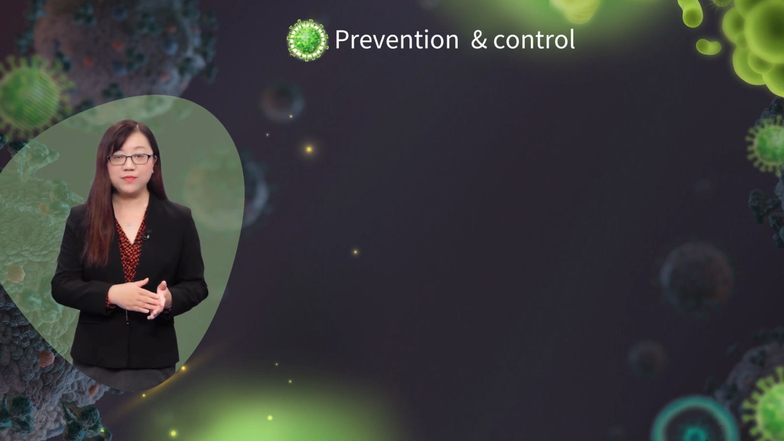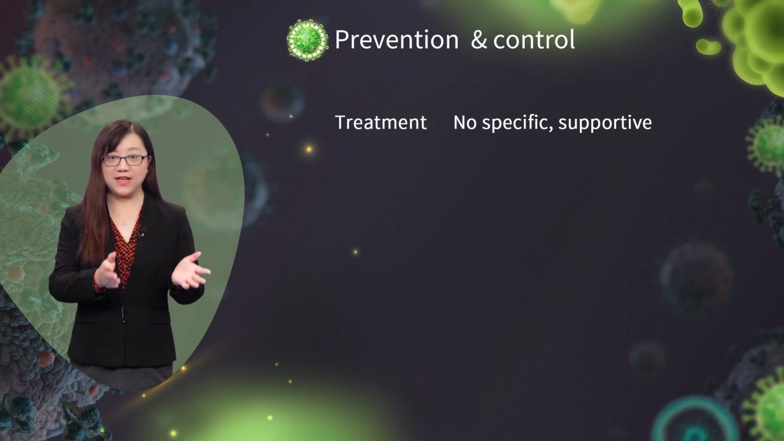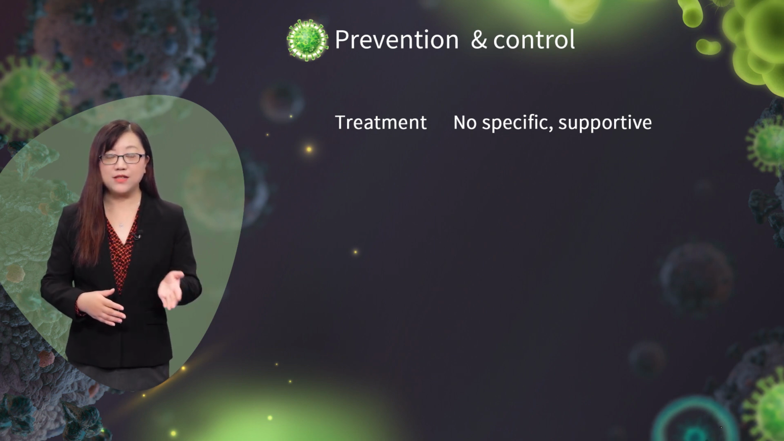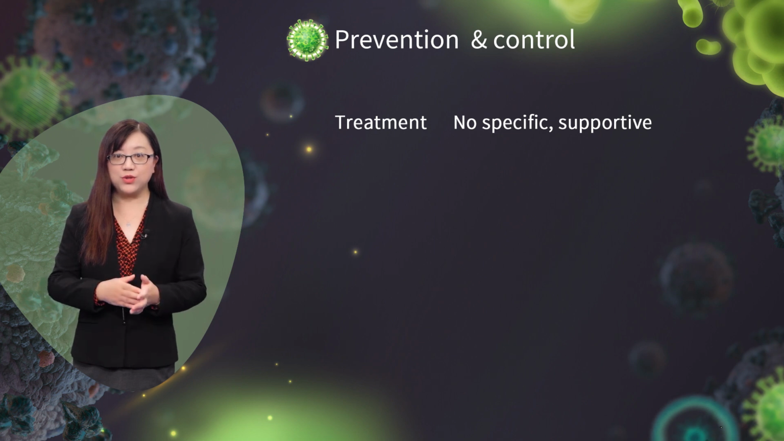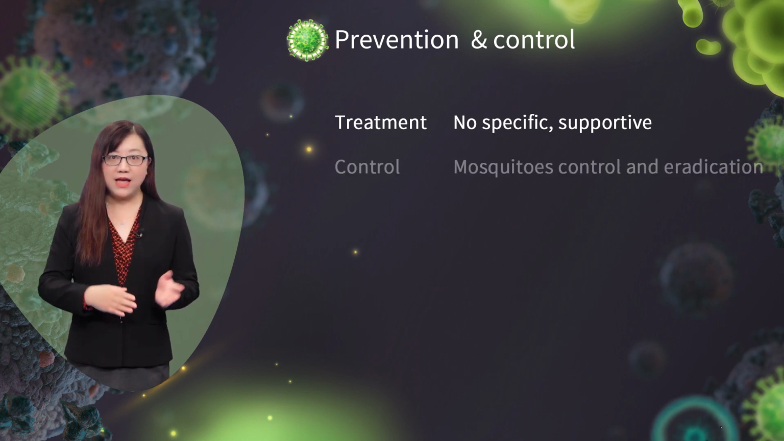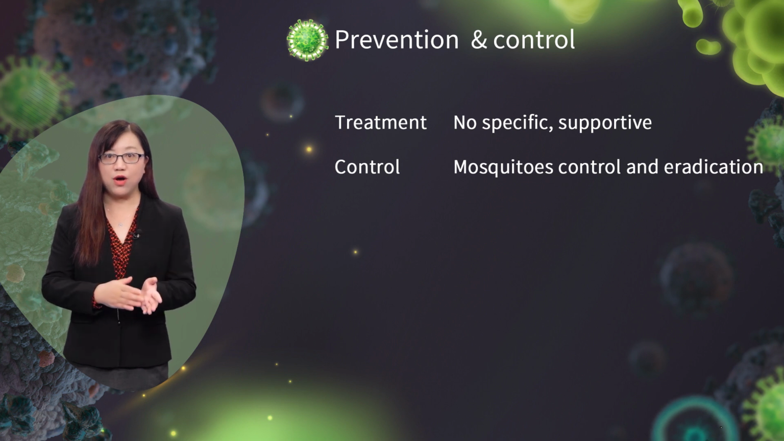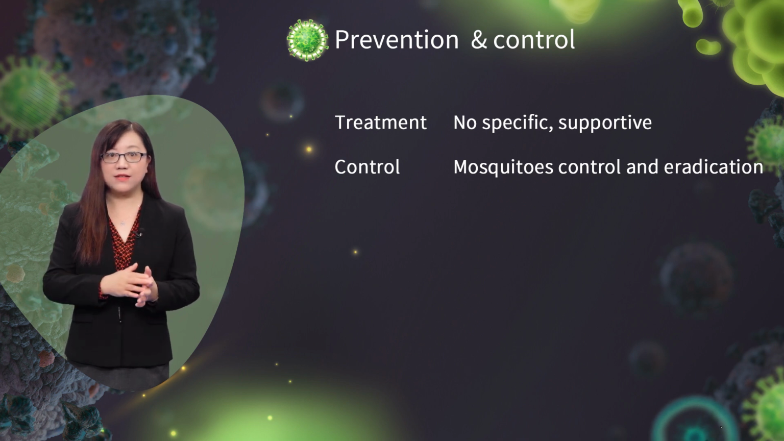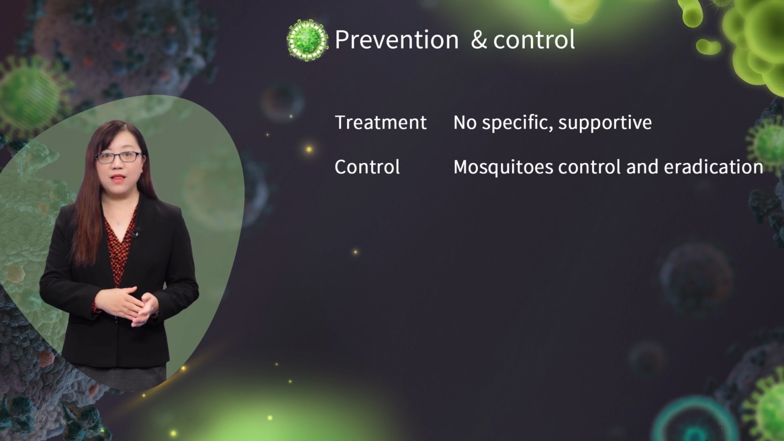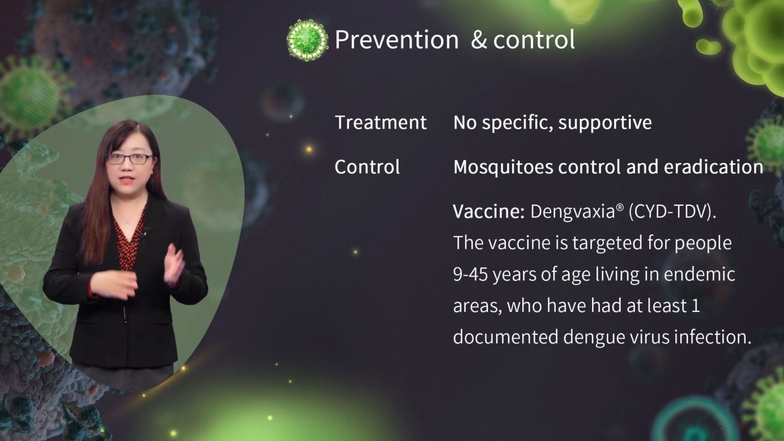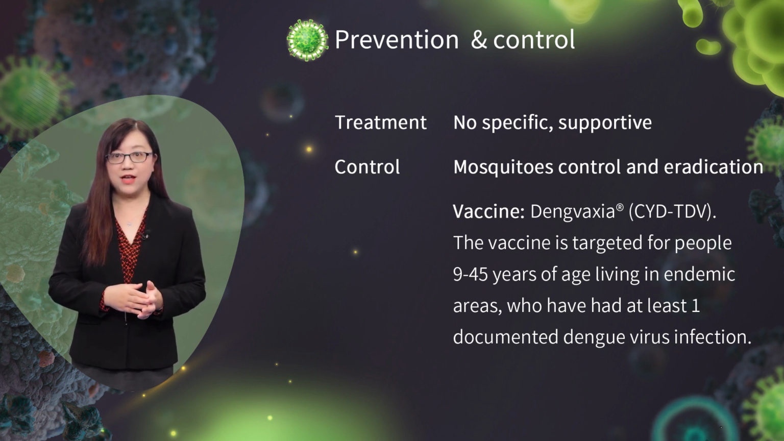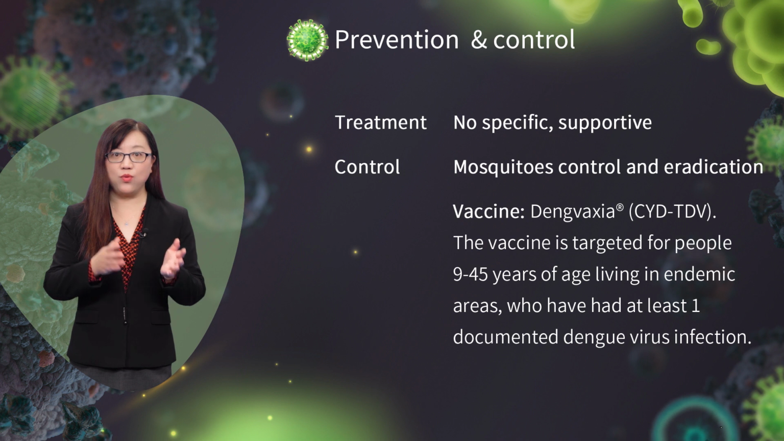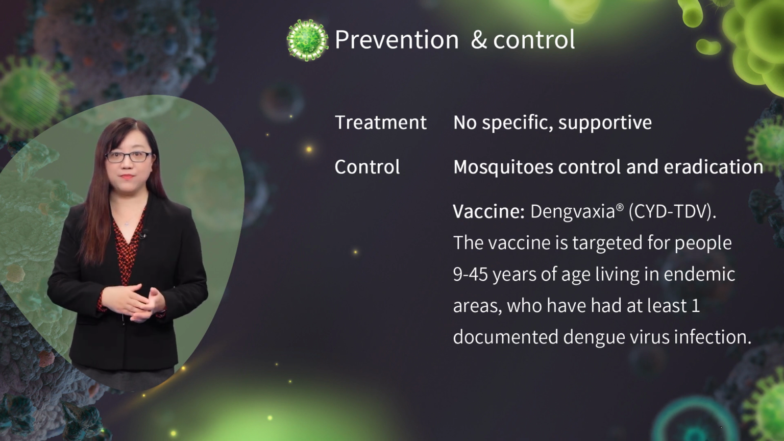Prevention and control. There is no specific treatment for dengue fever. Supportive management should be provided for those who are symptomatic. The only current method of controlling or preventing dengue virus transmission is to effectively combat the mosquito vector. There is a vaccine. The vaccine is targeted for people 9 to 45 years of age living in endemic areas who have had at least 1 documented dengue virus infection.